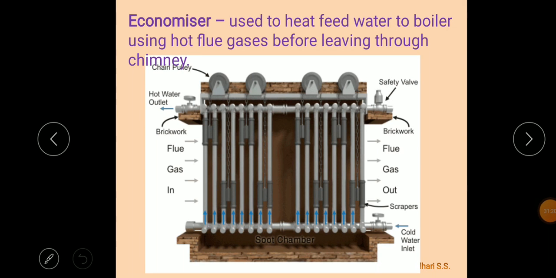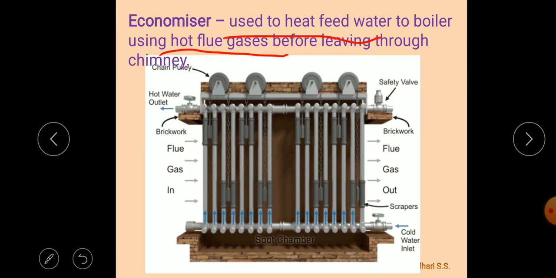The next accessory is the economizer. The economizer is used to heat the feed water to the boiler. Water is supplied to the boiler shell, but before that it is preheated using the economizer. For preheating, the hot flue gases that are leaving to the environment through the chimney are used. So the waste heat of the flue gases is utilized to heat the feed water of the boiler.